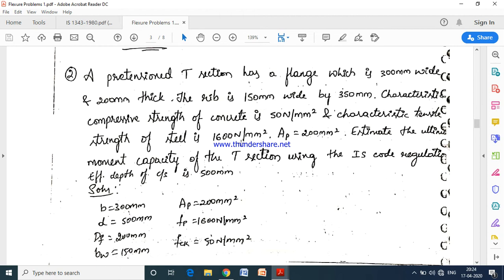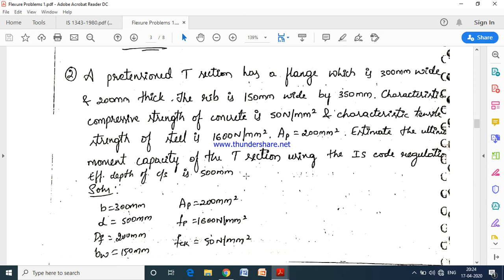Second problem, a pre-tension T section has a flange which is 300 mm wide and 200 mm thick. The rib is 150 mm wide by 350 mm. Characteristic compressive strength of concrete is 15 Newton per mm square and characteristic tensile strength of steel is 1600 Newton per mm square. AP is 200 mm square. Estimate the ultimate moment capacity of the T section using IS code regulations. Effective depth of cross section is 500 mm.